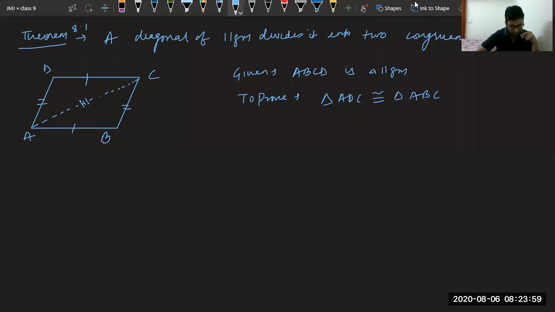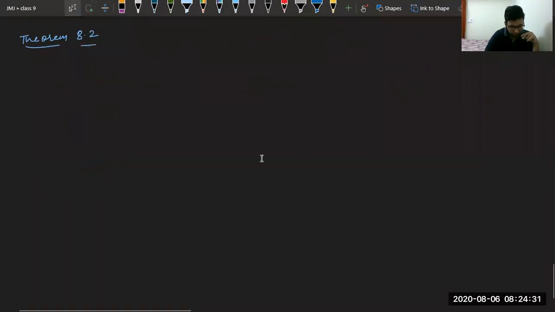Now let me take theorem number 8.2. This chapter is very easy if you take a little bit of interest. I'm trying my level best to make it easy for you, but you are also required to practice a little bit. As I've told you, those who have doubts in proving parallelogram from chapters 6 and 7, don't worry, we will have questions. I will tell you how to prove parallelogram.